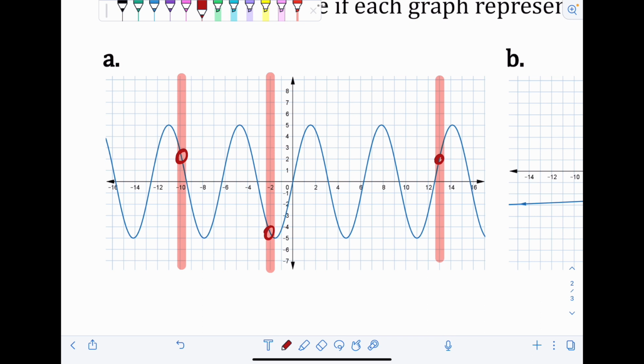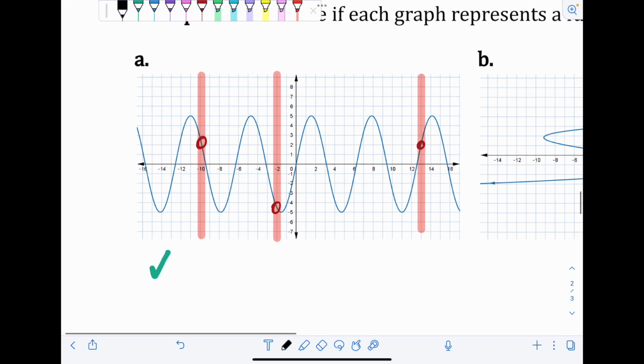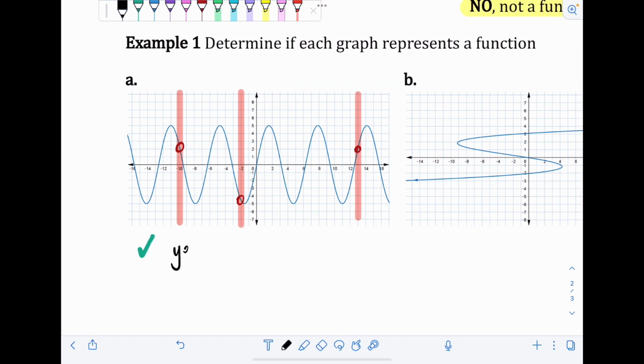In order for it to break the vertical line test, you would have to have another intersection point somewhere along that one vertical line. So say right here, which it doesn't cross there, or right here, it doesn't cross there, or up here and it doesn't. So this passes the test. So we would say, yes, it's a function. And you can even go one step further and say it passes the vertical line test.